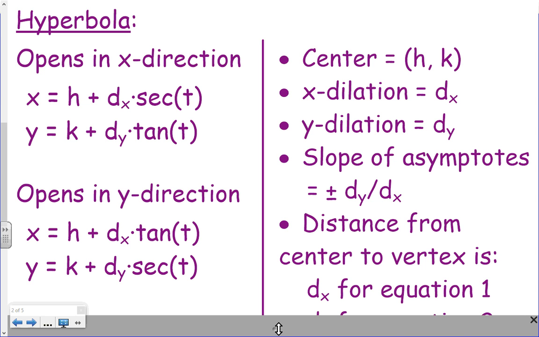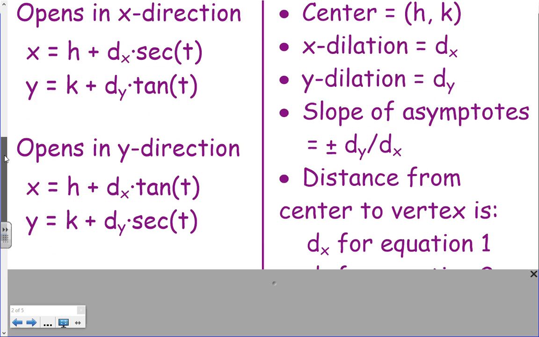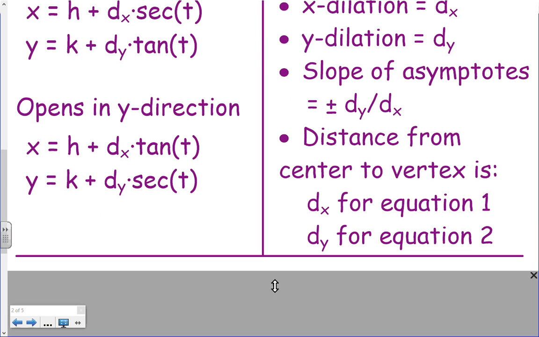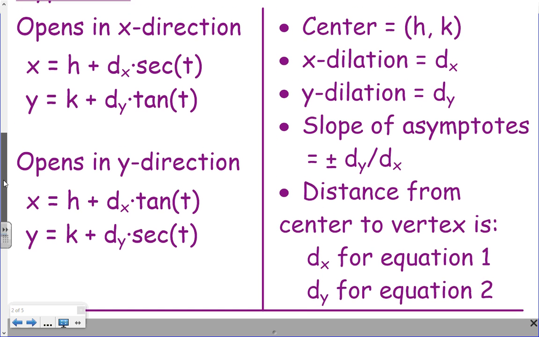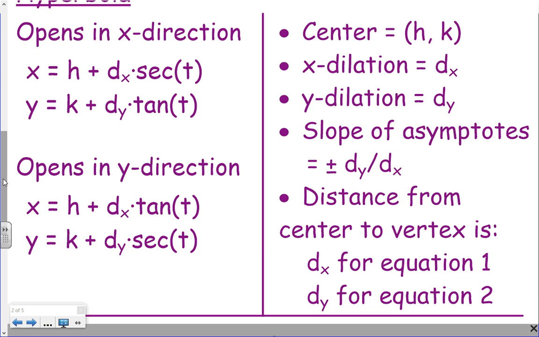And again, you can determine the distance from the center to the vertex by looking at dx or dy, depending on which way this opens up. So if this opens up in the x direction, like you see in equation 1, then dx will tell you the distance from the center to the vertex. On the other hand, if it opens up in the y direction, then dy tells you the distance from the center to the vertex. Again, that's the same thing we talked about with our Cartesian equations.